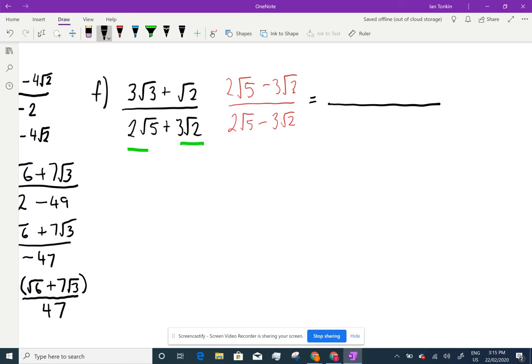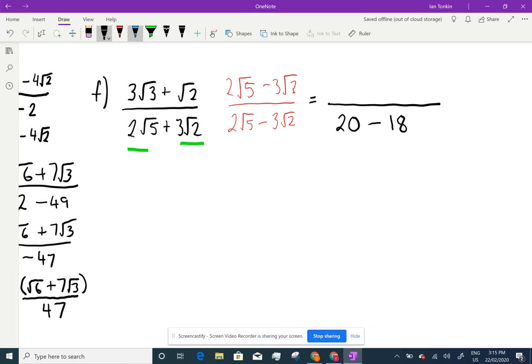2 squared is 4. Root 5 squared is 5. 4 times 5 is 20. The next one. 3 squared is 9. Root 2 squared is 2. 9 times 2 is 18. So my difference of 2 squares is 20 minus 18.